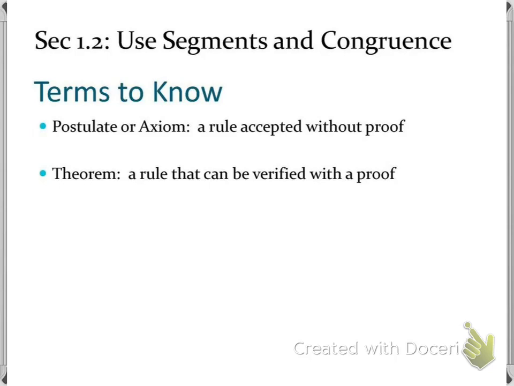So that's a postulate. And then we go to a theorem. A theorem is going to be a rule that can be verified with a proof. Now, kind of like the undefined terms we had in section 1 where we just kind of accept them as true, we're going to do that with postulates. Theorems, on the other hand, need a proof. And a proof we're going to learn is an argument that's clear that uses past known information to verify a new statement. Now, once we have that proof and we've verified it, we can use the theorem anytime we'd like, but it's just a verification that we have to have first.